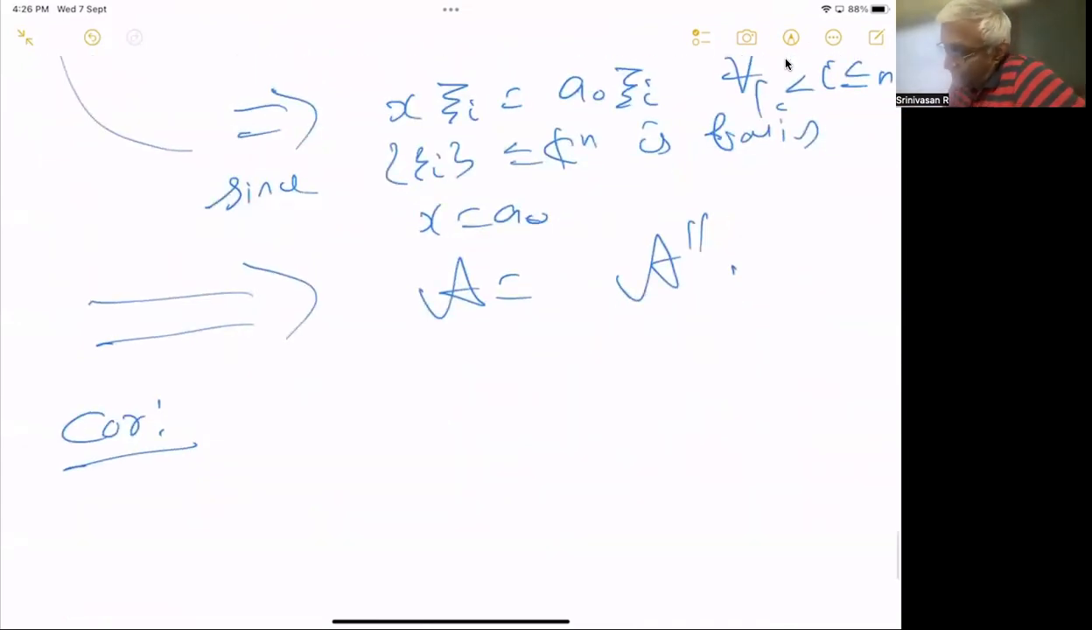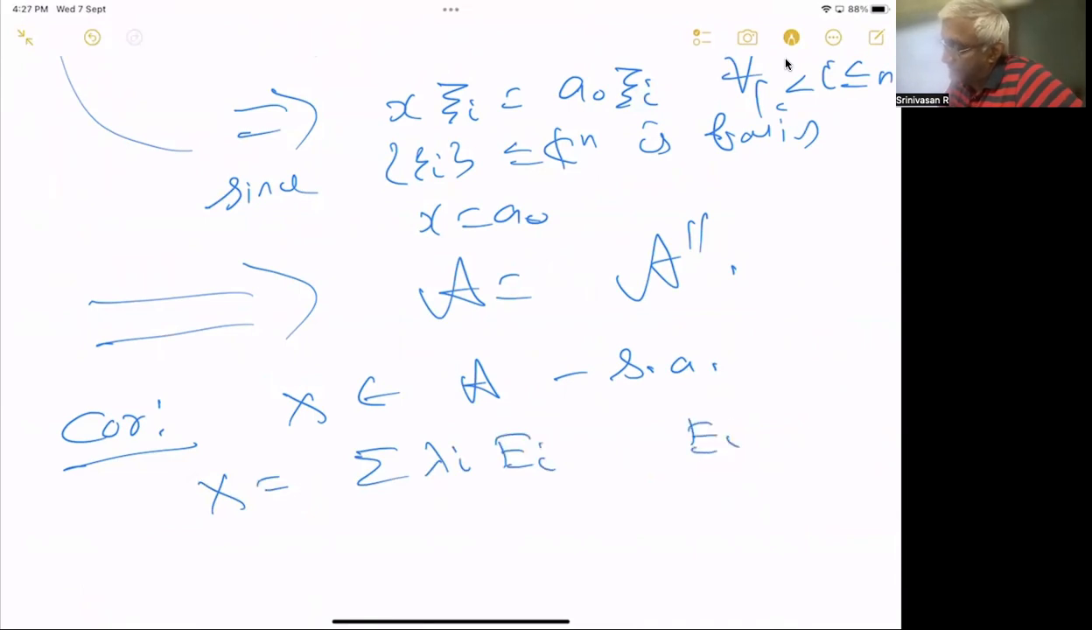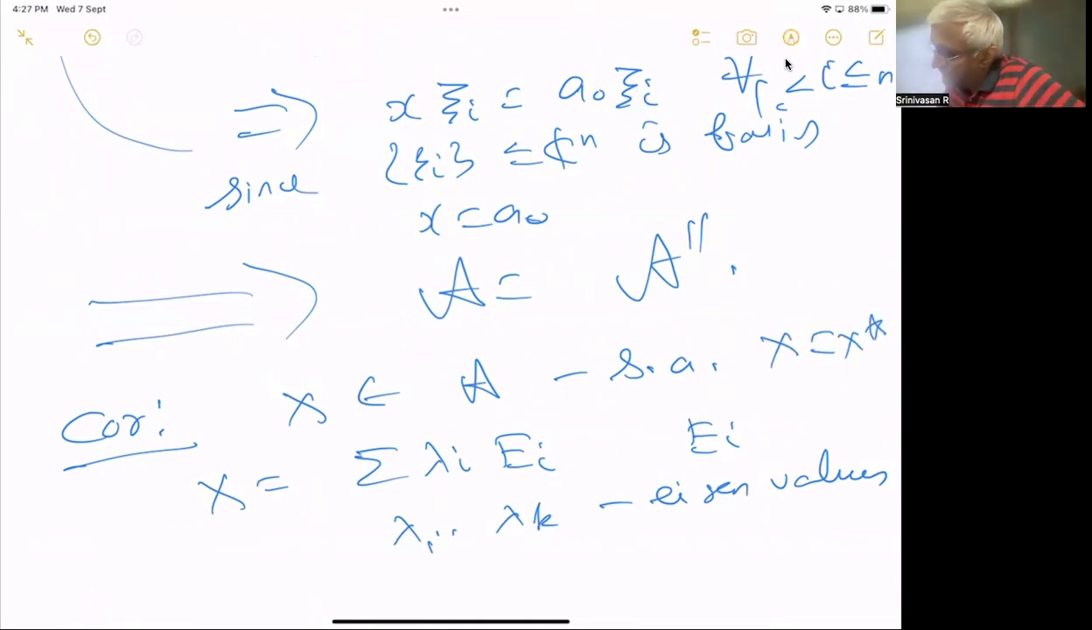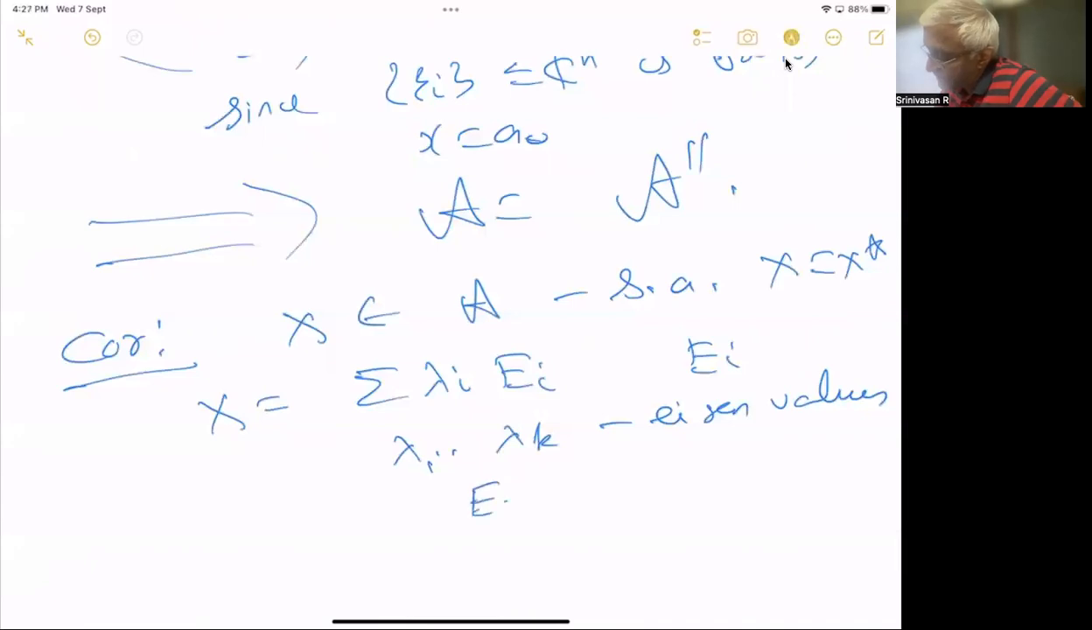So the corollary is the following. X is in A, a self-adjoint element. That means X equals X star. By the spectral theorem, X equals the summation of lambda i Ei, where lambda 1 up to lambda k are eigenvalues and E1 up to Ek are spectral projections.